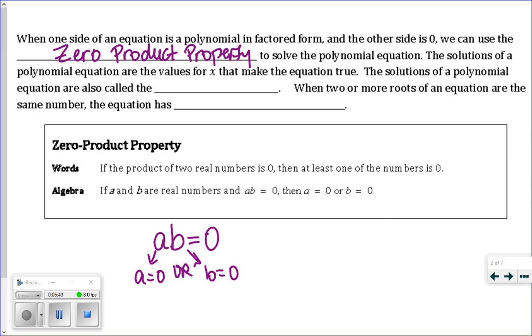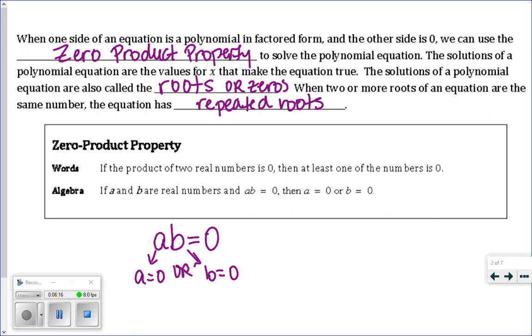The solutions of a polynomial equation are the values of x that make the equation true. And the solutions of a polynomial equation are also often called the roots. So when I say find the solutions, it's the same thing as saying find the roots. Or sometimes we also call them the zeros, because we're going to be setting it equal to 0 so much. Okay? And when two or more roots of an equation are the same number, we tend to say that equation has repeated roots. Remember, if I write it, you write it.